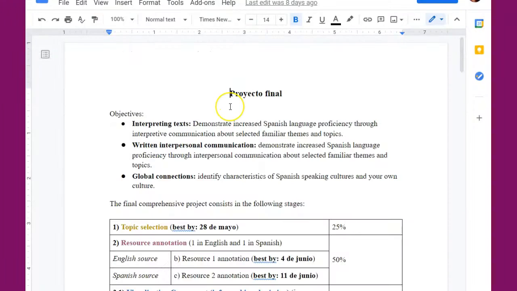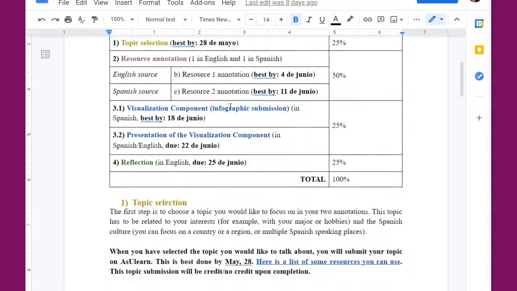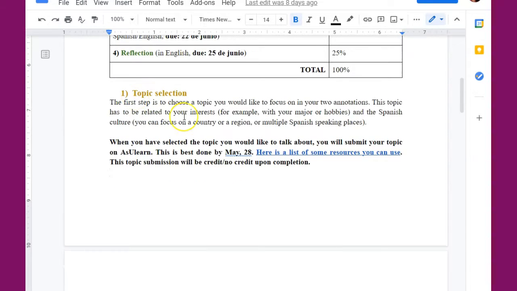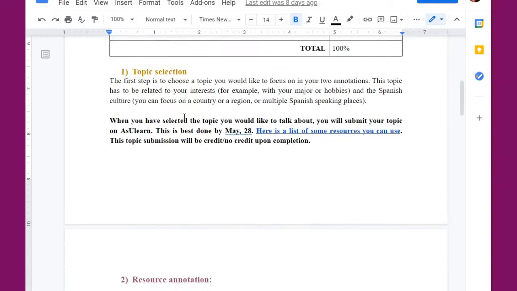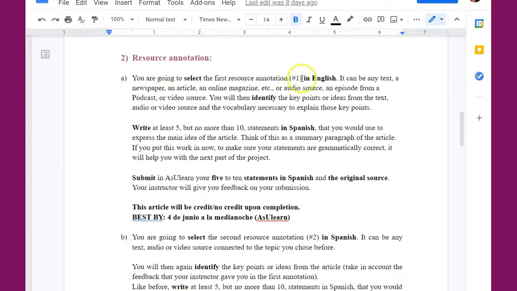So if you go to the instructions of your final project, you're going to see very detailed instructions. The first step is this Friday: select the topic you want to discuss, and then the resource annotations. The first one is in English. That means that the source is going to be in English, but you're going to write in Spanish a summary of what you are seeing, reading, or watching in 5 to 10 sentences, but in Spanish.